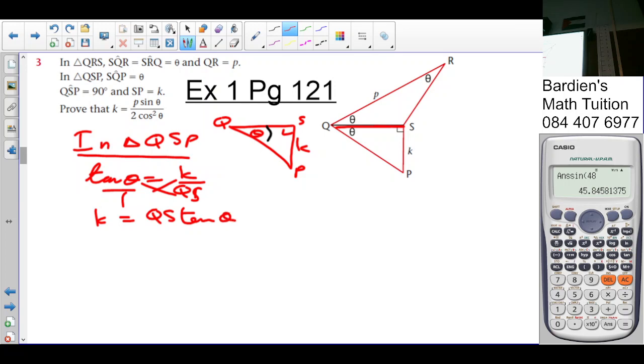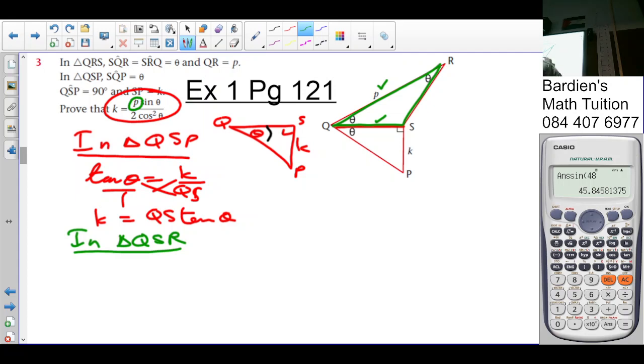If you look at what is needed to be proven, only K is in its right place. We know tan can be written as sine over cos. So what we do is we work in the other triangle. Okay, so now we say in triangle QSR, what do we have here? We must pick up P, because there is a P in the formula. We also have to pick up QS, because QS is the link between the two. We're going to make QS the subject of the formula here.